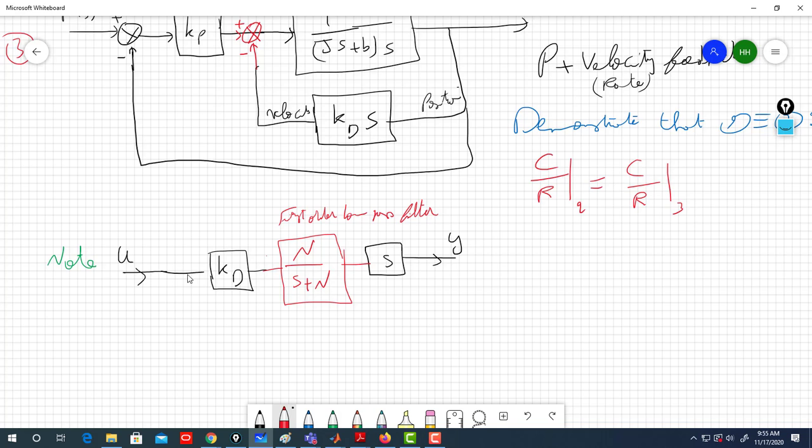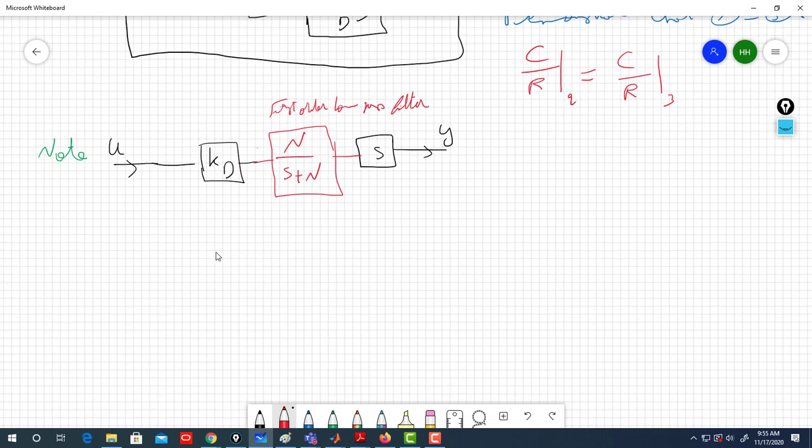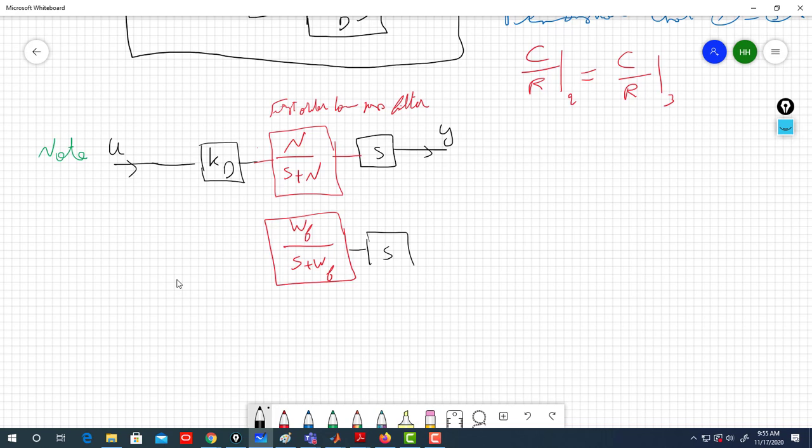That's the real practice system. And it's the cut-off frequency. So sometimes you see maybe omega f over S plus omega f, but it's the same. I'm just giving a different example. And that's your KD if you wish.